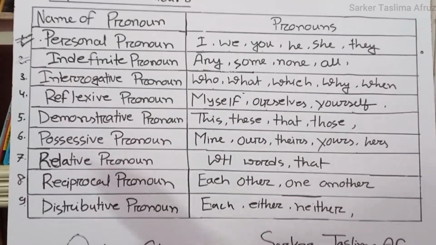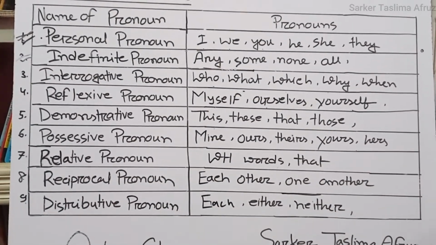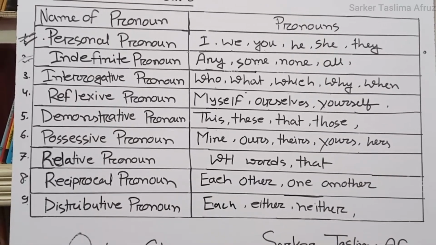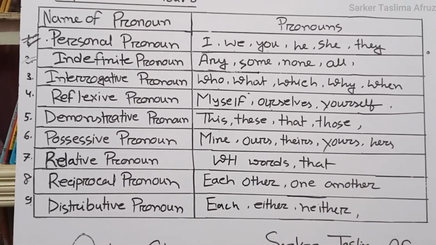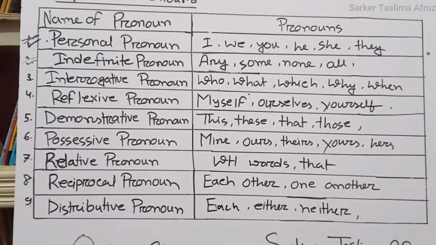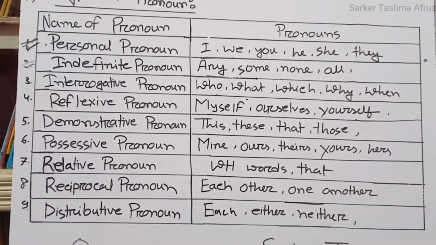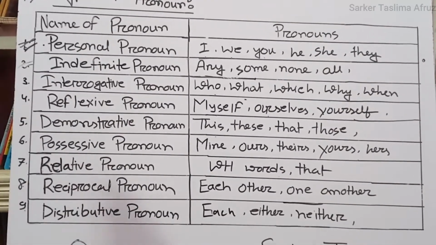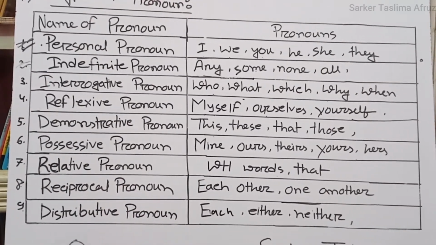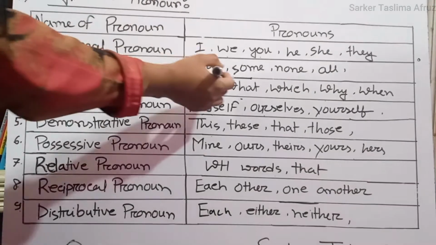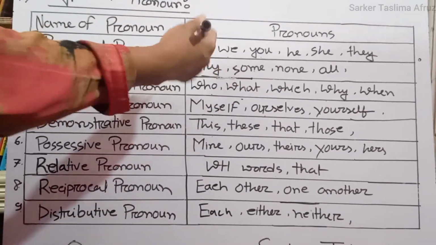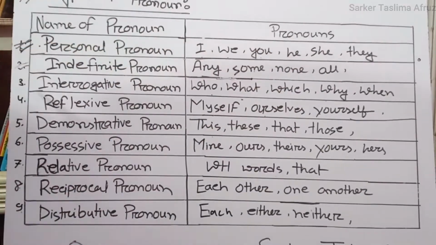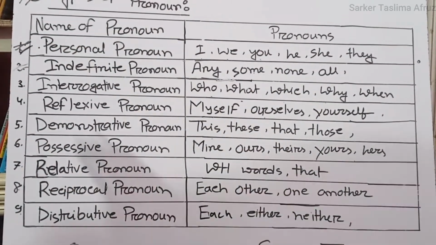Well, next come indefinite pronouns. What do indefinite pronouns mean? Indefinite pronouns are those referring to one or more unspecified objects, beings, or places. In support of that, here are some examples for you. You can see it's really uncertain: any, some, none, all. These are examples of indefinite pronouns.